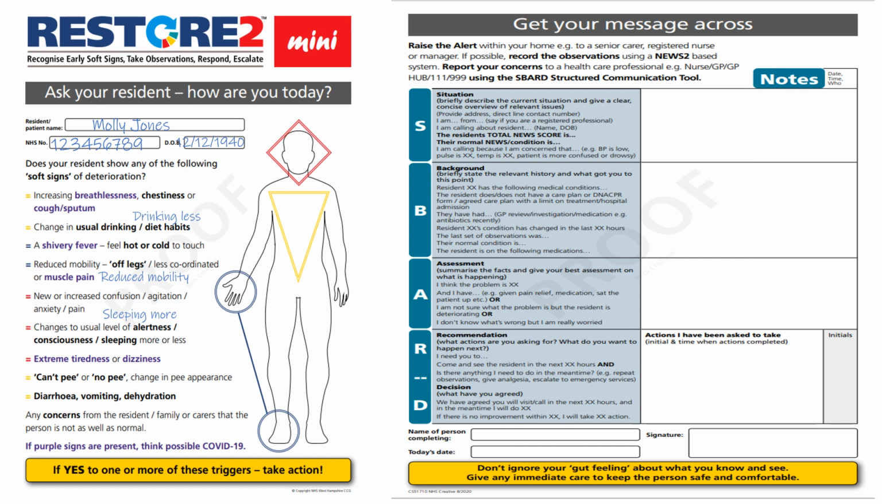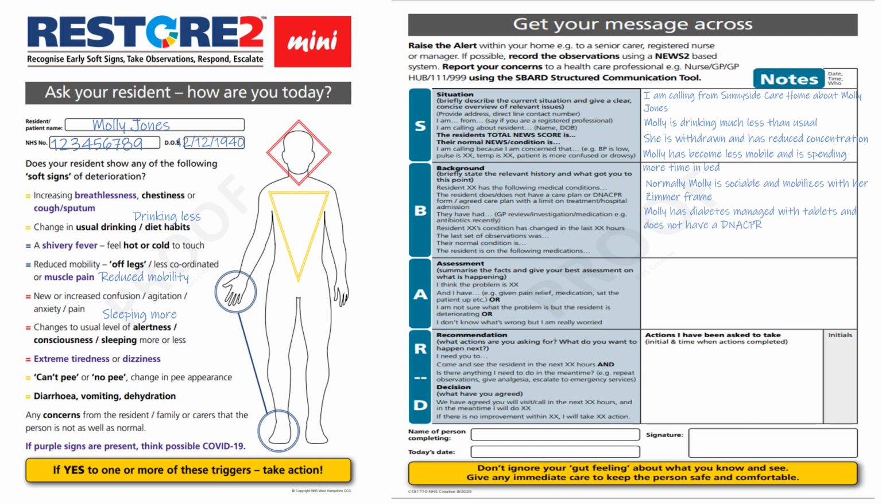So let's go through. First of all, what's the situation? I'm calling from Sunnyside Care Home about Molly Jones. Molly is drinking much less than usual. She is withdrawn and has reduced concentration. Molly has become less mobile and is spending more time in bed. Next, what's the background? Normally, Molly is sociable and mobilises with her Zimmer frame. Molly has diabetes managed with tablets and does not have a DNACPR. Molly's care plan states that she does not have any limits on her treatment.